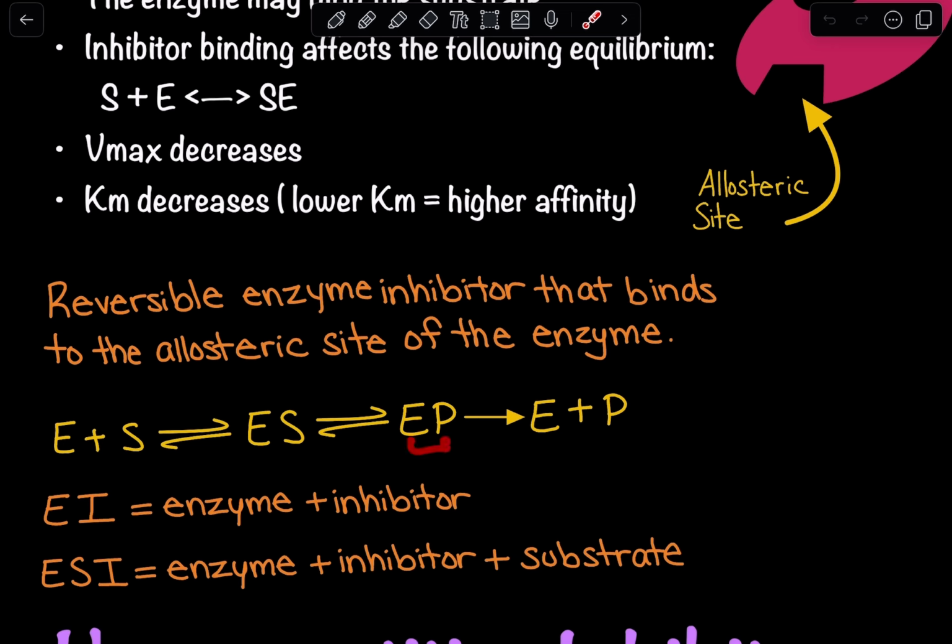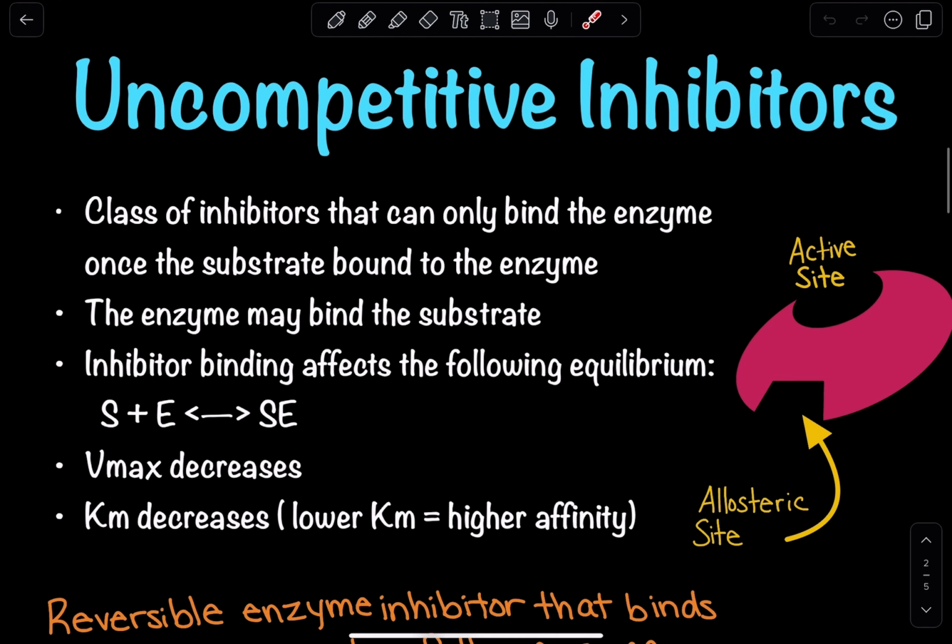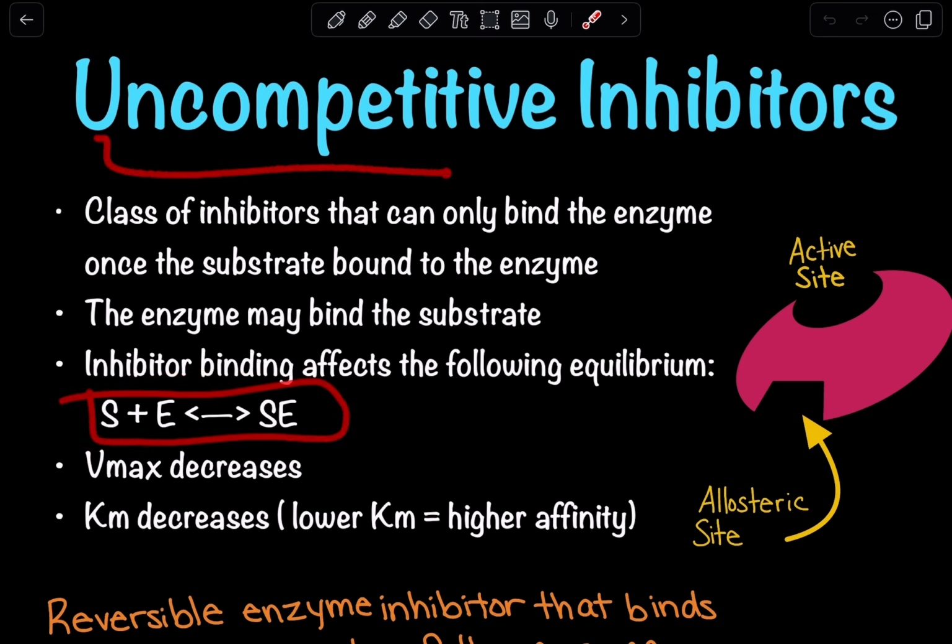Then we will have this brief interaction between enzyme and product, and then we'll get the separation of enzyme and product. And so that is essentially uncompetitive inhibition. We just have to understand Vmax is decreasing, Km is also decreasing due to that shift in equilibrium, and this is unique to uncompetitive inhibition.